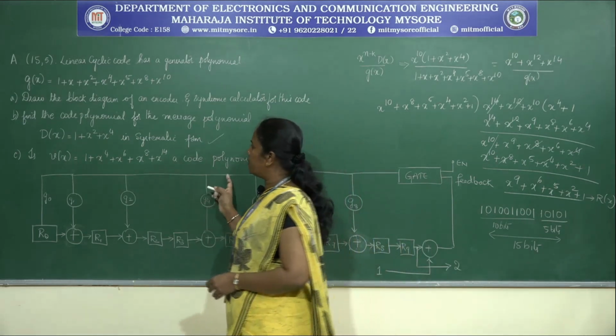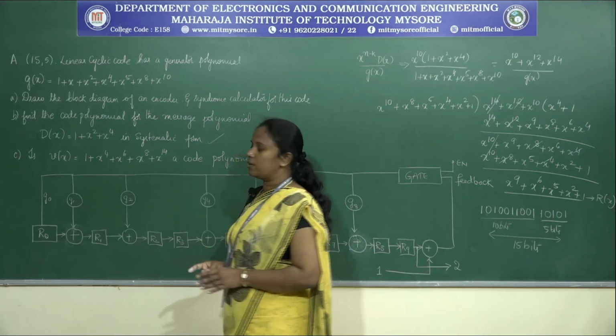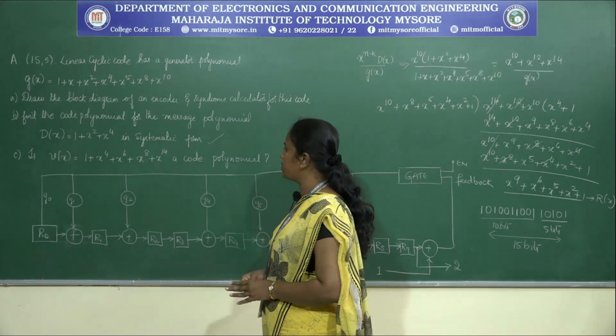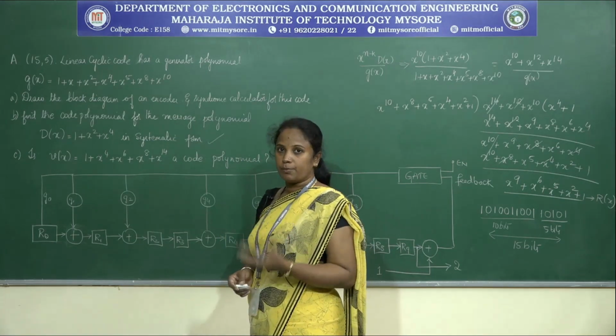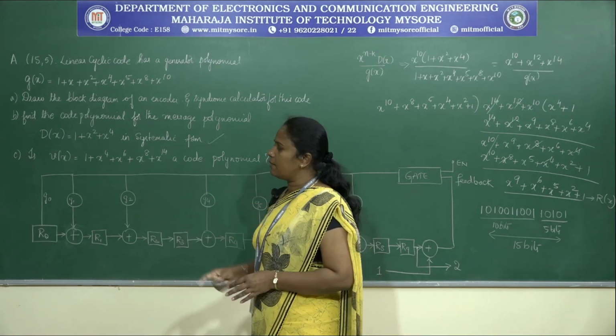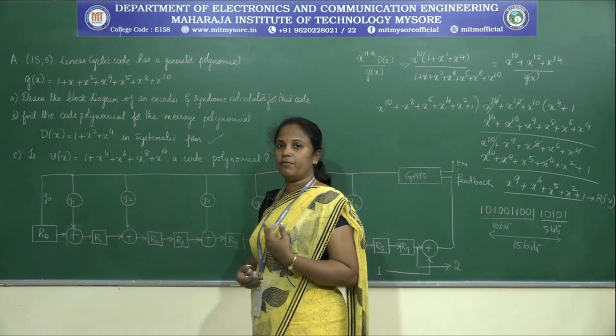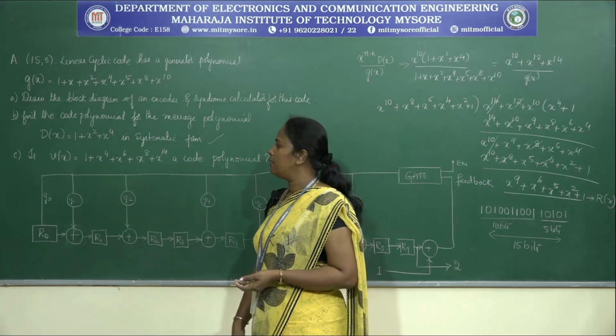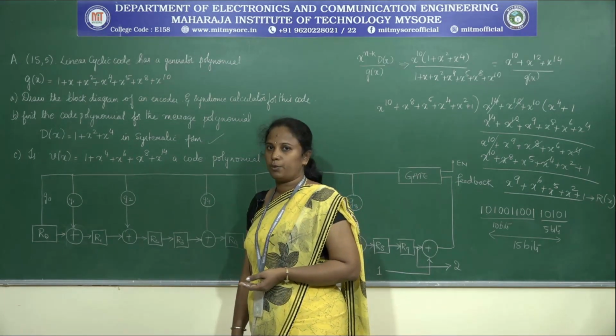Now we need to check whether v of x is a code polynomial. How are we going to check whether v of x is a code polynomial? If the remainder polynomial is completely 0, then we say that v of x is a code polynomial. If we get a non-zero remainder, then we say that it is not a code polynomial.